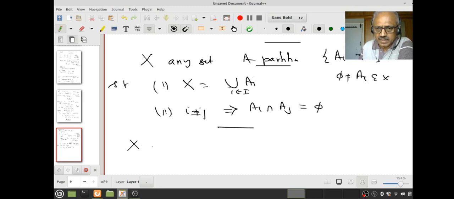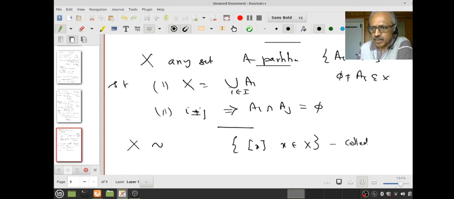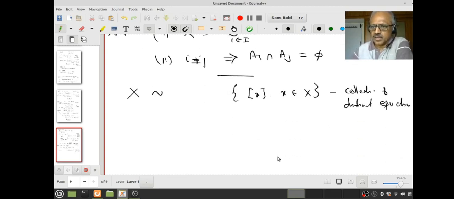Now let's look at X with an equivalence relation. Okay, this is my collection. What is the collection? The equivalence class of x, where x varies over capital X. This is a collection of distinct equivalence classes. I look at one particular example before I finish the core lecture. Now I want to say this is a partition. Is it clear why X is the union of these elements?